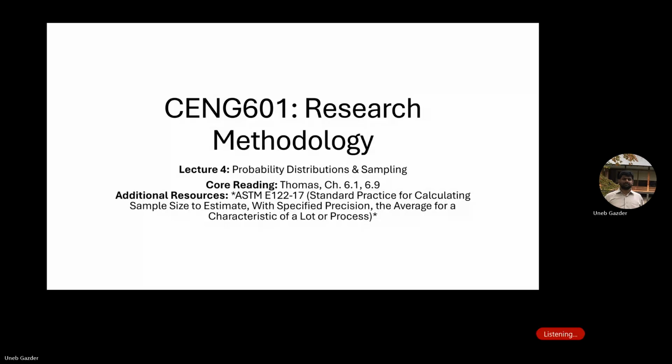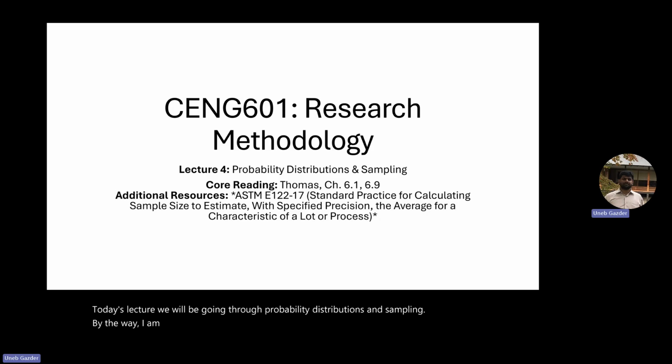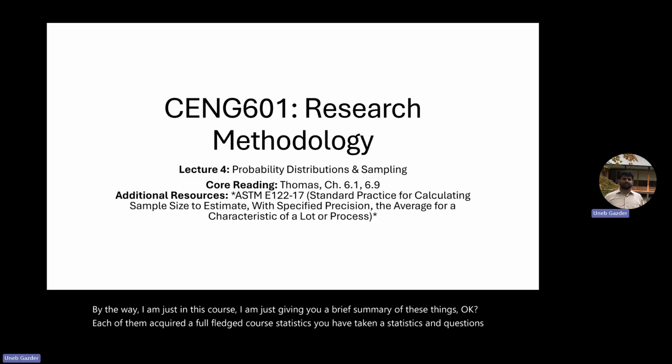Okay, so today's lecture we'll be going through probability distributions and sampling. By the way, in this course I'm just giving you a brief summary of these. Each of them requires a full-fledged course. Statistics. We have taken statistics before, right? This is a small part of it.